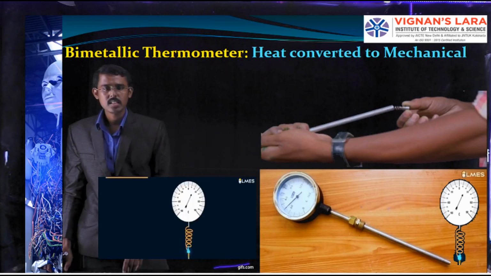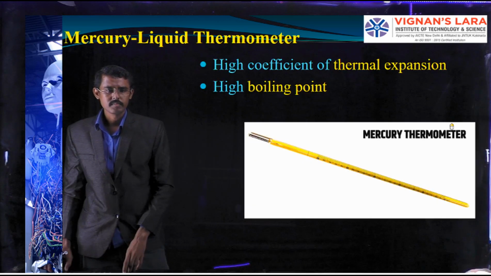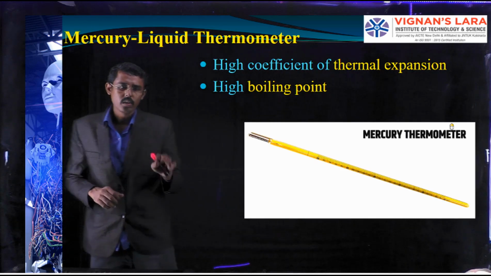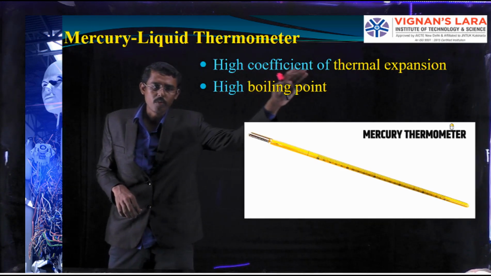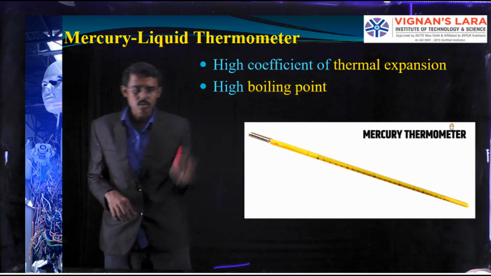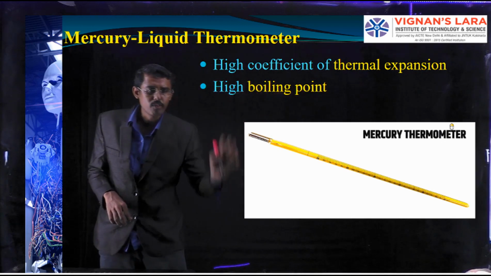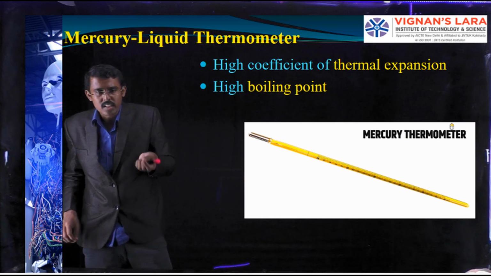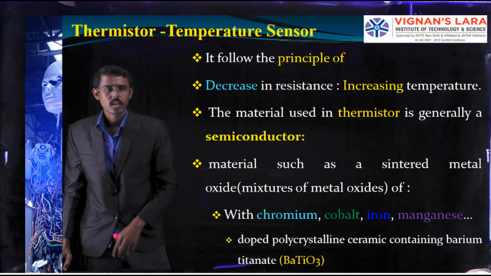But see, again I am using a liquid thermometer also. It is possible to use it there. Point number one, high thermal coefficient of expansion for mercury, and also a high boiling point for mercury. Therefore we are using this mercury inside the tube to measure the temperature also, right?